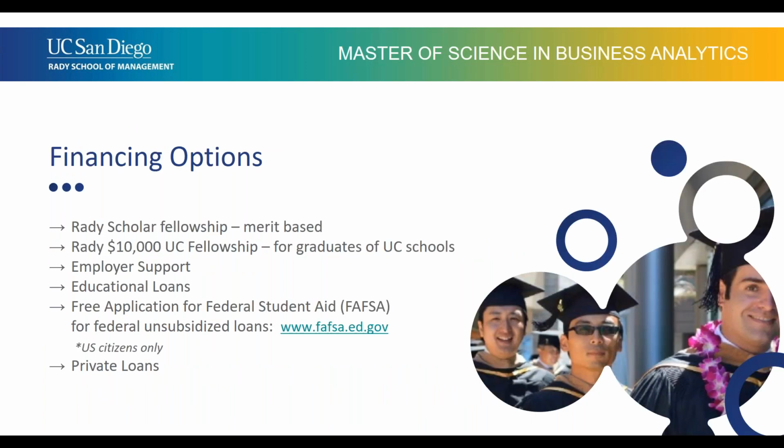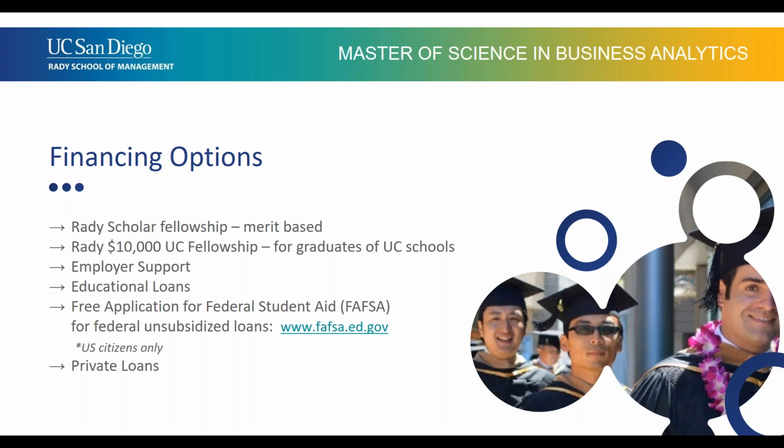With financing options, the Rady School does offer a limited number of what we call Rady Scholar Fellowships. These are merit-based. Every student who is admitted into the program is reviewed. There's no separate application. The merit-based components are typically test scores, GPA, any work experience, and things like that. So they're not going so much off of your essay questions and more of those soft skill components. They're looking at the hard metrics that are comparable across the applicant pool.